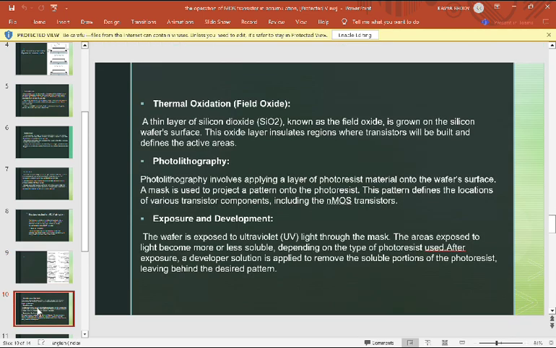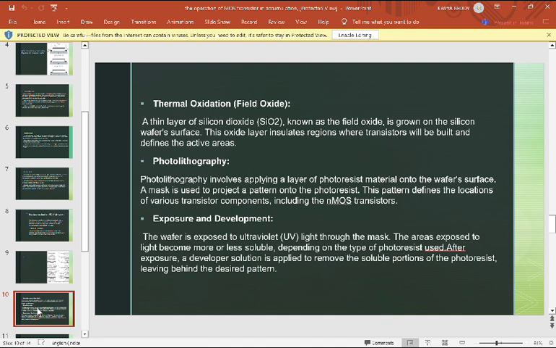Next is thermal oxide, also called field oxide. A thin layer of silicon dioxide, that is SiO2, known as the field oxide, is grown on the silicon wafer surface. This oxide layer insulates regions where the transistor will be built and defines the active areas.